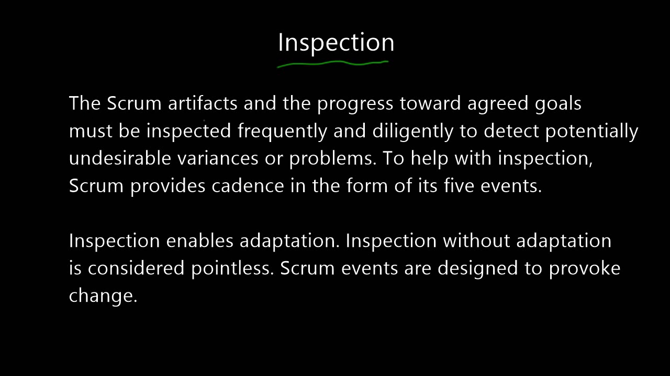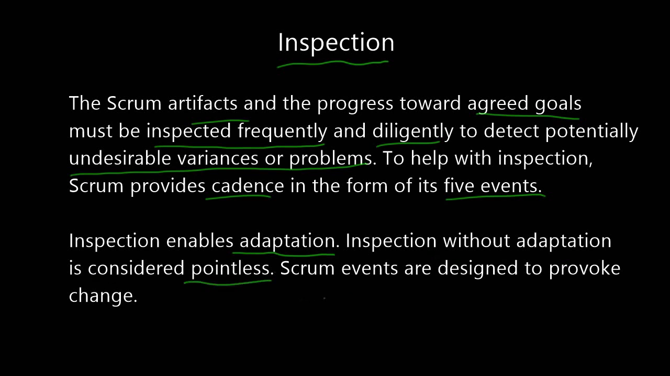So the Scrum artifacts and the progress toward agreed goals must be inspected frequently and diligently to detect potentially undesirable variances or problems. To help with inspection, Scrum provides cadence in the form of its 5 events, and inspection enables adaptation. Inspection without adaptation is considered pointless. Why would we do that? Scrum events are designed to provoke change.